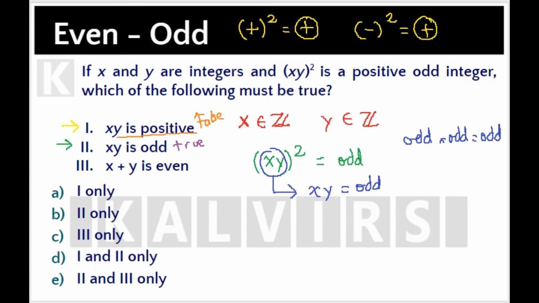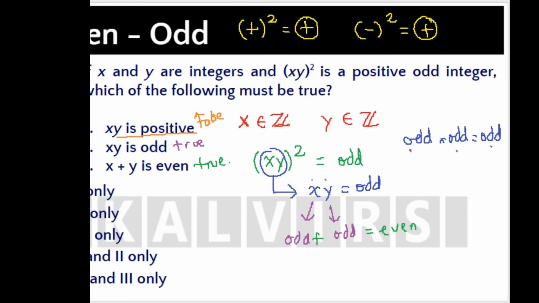Now, number 3, x plus y is even. If the product of two integers is odd, according to the rules, both of them must be odd, since odd times odd is odd. Therefore, x is odd and y is odd. Now, according to the rules, odd plus odd is always even. Therefore, number 3 is true as well. Finally, choice E is correct.